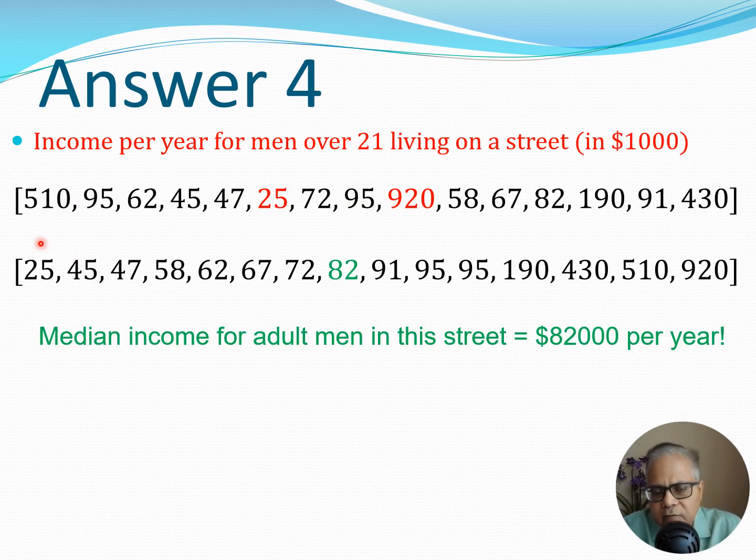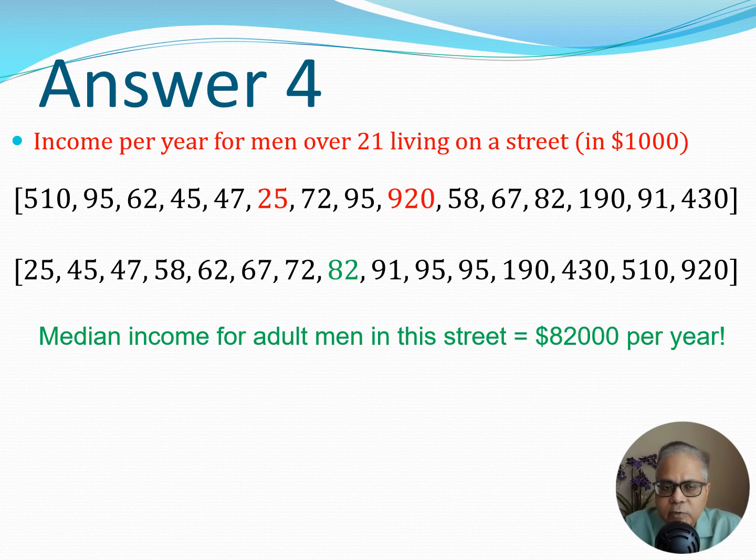To obtain the median of these numbers, first I created a sorted list. That means I go from the minimum number, which is 25, to the maximum number, which is 920. And then I simply take the value at the middle here. Once I sort these numbers out, I have to take the middle value, which in this case of 15 numbers is going to be the 8th number, and that is $82,000 per year. That would be the median income for adult men on this particular street. So wherever you are dealing with variables such as income, wealth, and so on, it's better to use median values.